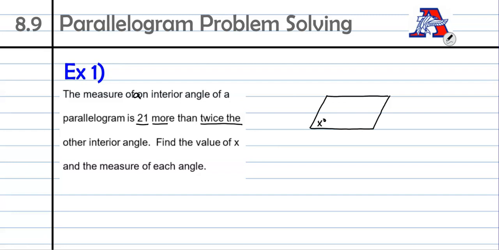And then the other one is 21 more than twice that other one. So that can look like this. That can look then like 2 times the one we already had plus an additional 21 degrees. So just take a second to think about that. Okay, I've done a lot of these, so it comes a little bit easier to me. But when you're first starting working on these, it can be a little bit confusing.